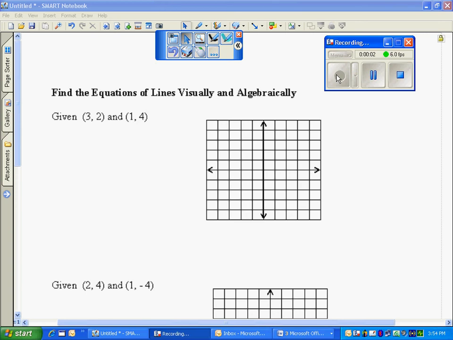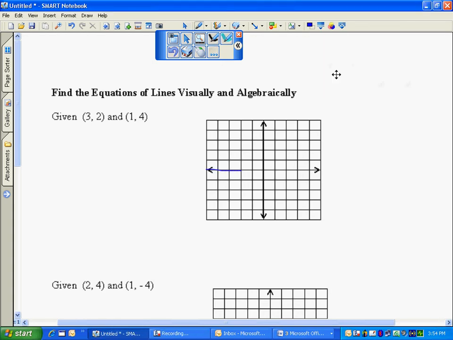Finding equations of lines given 2 points has a lot of steps to it. And if I go ahead and look at a picture, I might be able to check my answer just a little bit easier, and maybe it'll make a little bit more sense. I'm going to plot the point (3, positive 2) and the coordinate (1, 4).